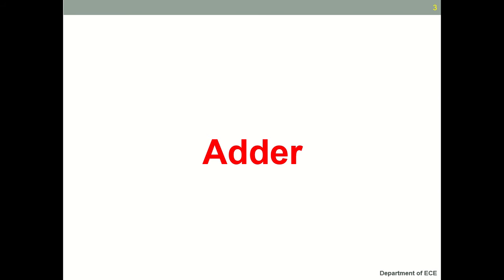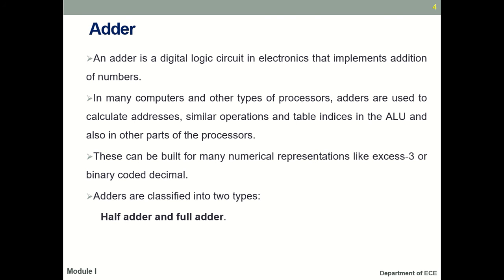The first and foremost circuit under combinational circuits that is taken up for study is the adder. So what is an adder? It's a digital logic circuit that implements arithmetic operations, exclusively the addition operation. In many computers and processors, adders are used to calculate addresses, similar operations, and table indices in the ALU, the arithmetic logic unit, and also in other parts of the processors.